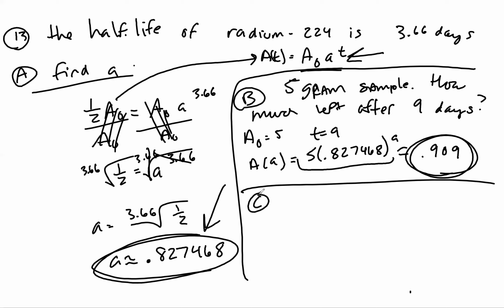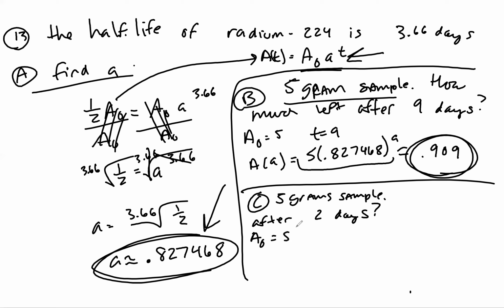Now, letter C is going to be the same type of problem. You're still going to start with 5 grams. But now I want to know, 5-gram sample, now I want to know how much is left after 2 days. So the idea here is the same. A sub 0 is still 5. That's how much I'm starting with. T is now 2, though. Okay? And so we're going to say that A of 2 equals A sub 0, which in this case is 5, times my actual A value, which I found in step 1, 0.827468, and I'm going to raise that to the 2nd power.